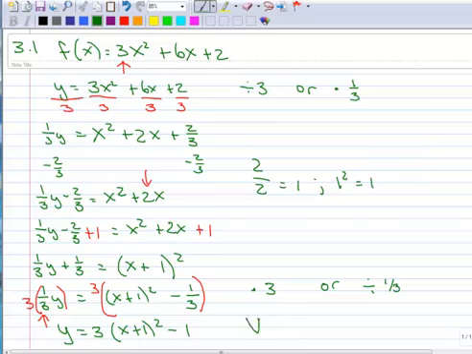And so now if I identify the vertex, it is (-1, -1). And so we have found the vertex of this quadratic by doing complete the square, and the only difference was we had a coefficient of the x squared term, and we had to deal with that first.